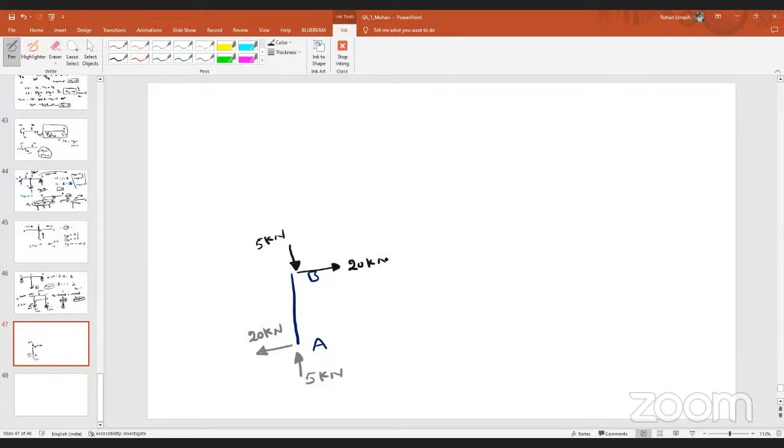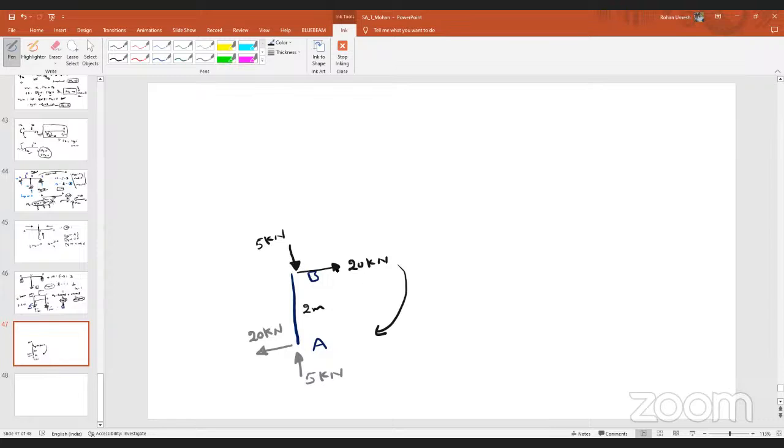20. Let's say this length is 2 meters. Look at the 20 kilonewton here. Which forces are creating the couple, the 5 kilonewton force or the 20 kilonewton force? The 20 kilonewton force, right? In which direction are these creating the couple, clockwise or anti-clockwise? Clockwise. What is that moment? 20 into 2? 40. That means these two forces are trying to rotate your member by a magnitude of 40.